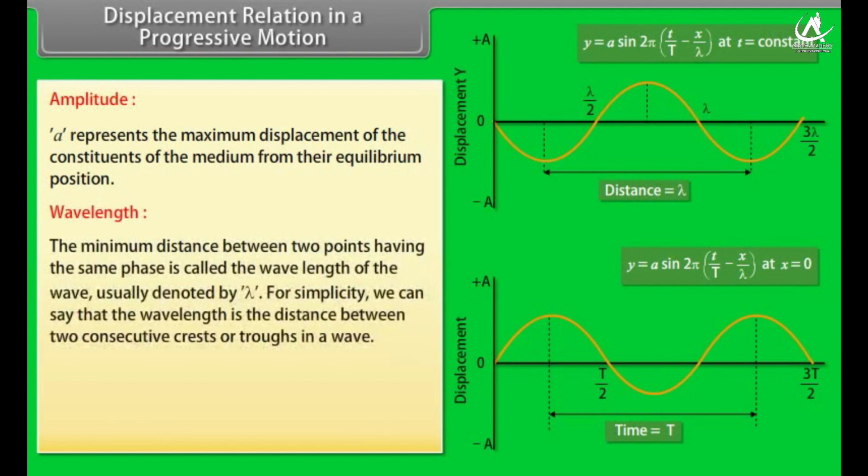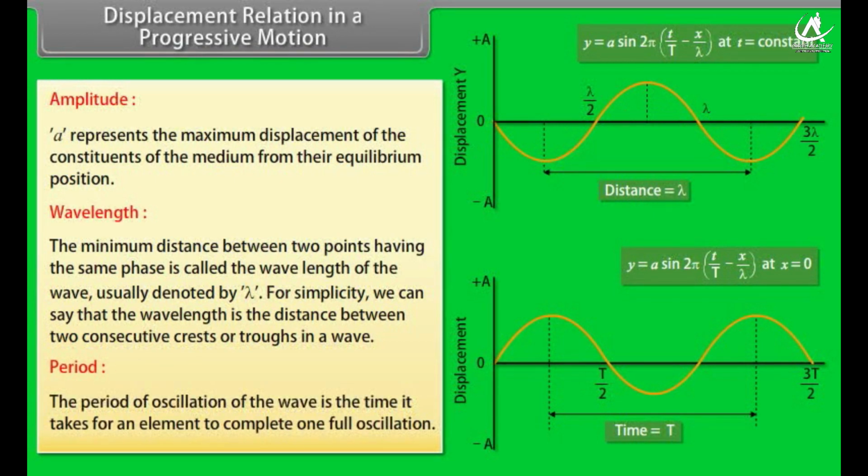Wavelength. The minimum distance between 2 points having the same phase is called the wavelength of the wave, usually denoted by lambda. For simplicity, we can say that the wavelength is the distance between two consecutive crests or troughs in a wave. Period. The period of oscillation of the wave is the time it takes for an element to complete one full oscillation.